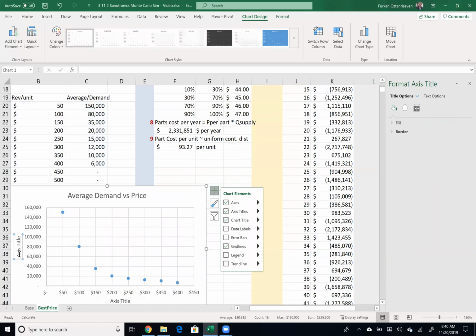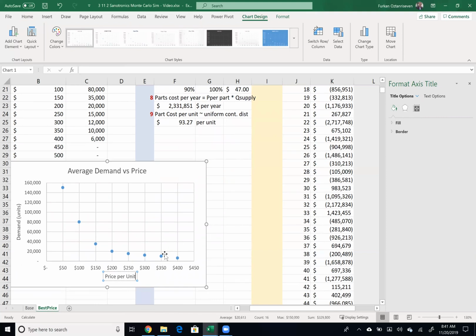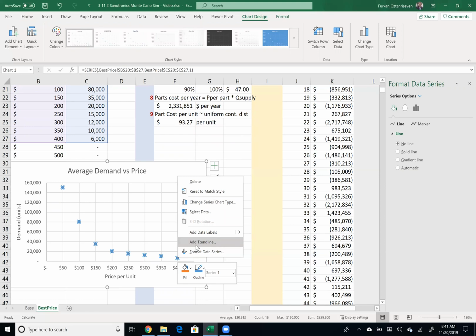So this is your average demand in units, and this is your price per unit. All right, now I can try to find the best line that fits these dots. So if I click one of those, and then right click, and here add trend line.